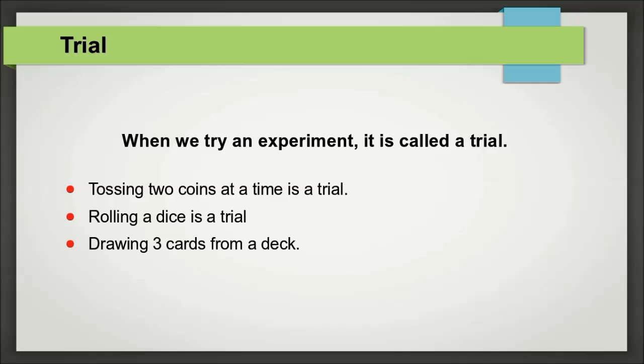Trial. From these 3 experiments, we learned how to calculate probability for random experiments in general. Now, we will learn about the basic concepts involved in finding probability. First is a trial. When we try to perform an experiment to find the actual outcome, it is called a trial. Tossing 2 coins at a time is a trial. Rolling a dice is a trial. Drawing 3 cards from a deck is a trial.